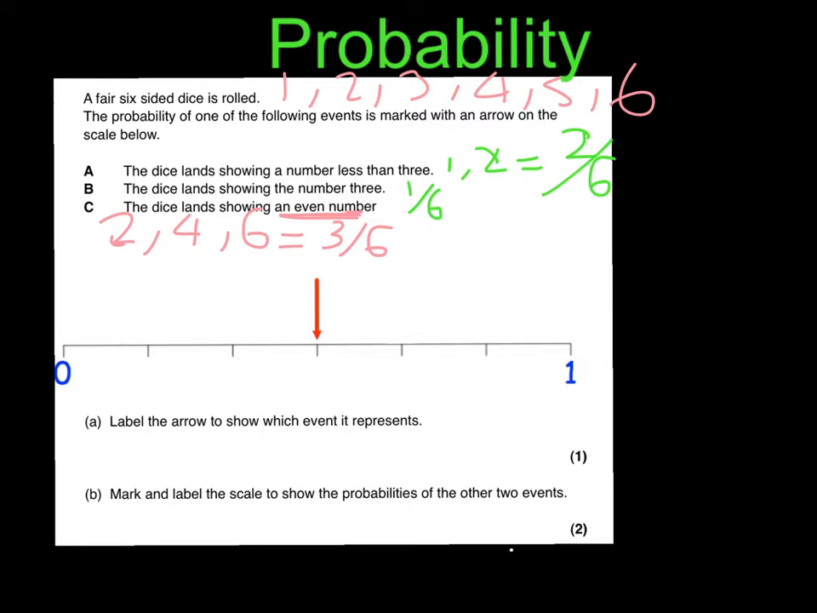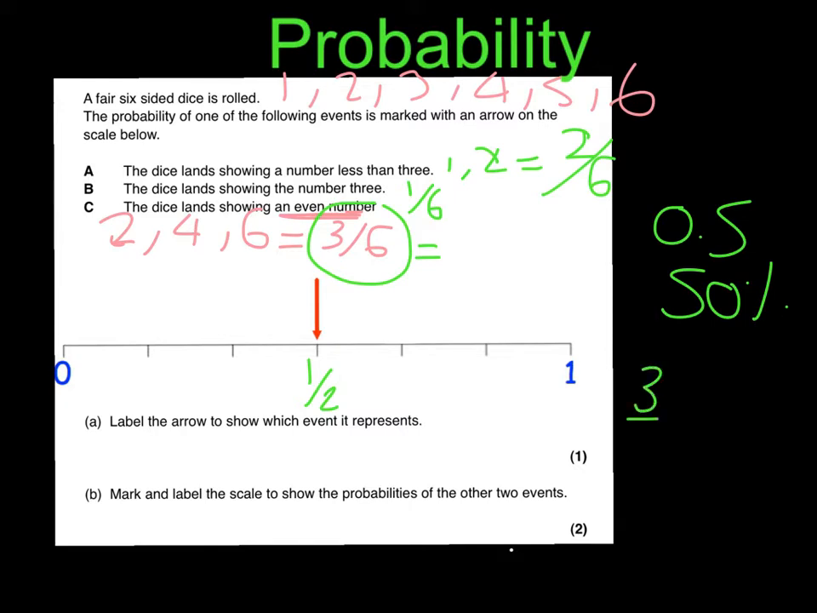So if we go back to the question, the probability of landing on the arrow, so the arrow is positioned exactly in the middle, and the middle between 0 and 1 is a half. Halfway in between, also known as 0.5 or 50% if it was a percentage. So which one of the following A, B or C are exactly halfway in between or 50%? So if we look, 2 out of 6, 1 out of 6 and 3 out of 6, 3 out of 6 is the same as a half.